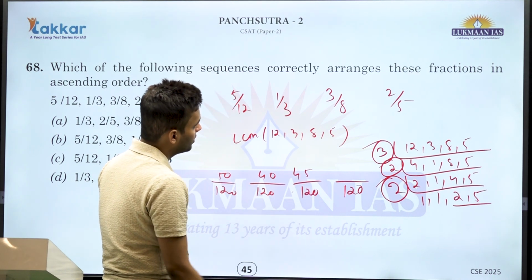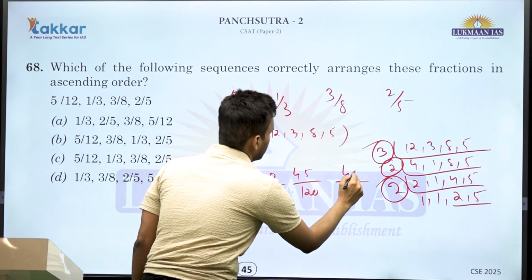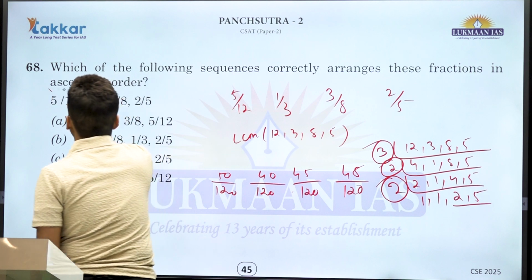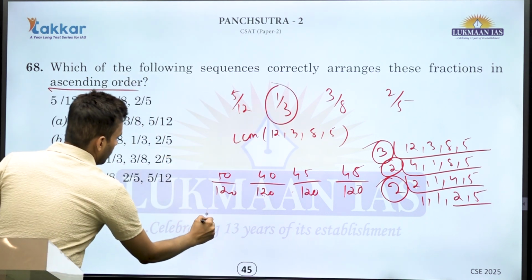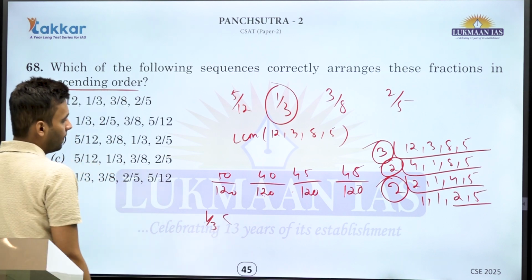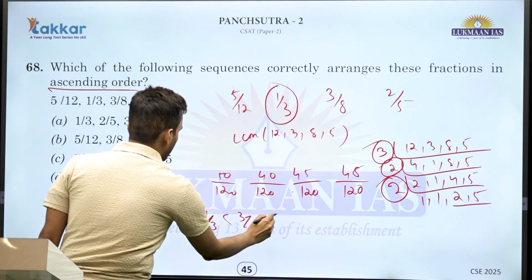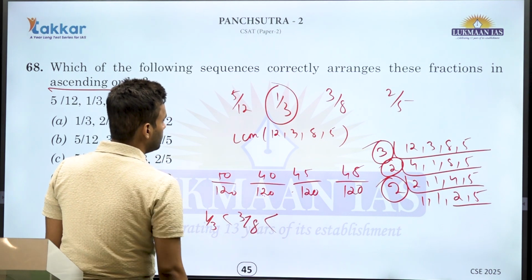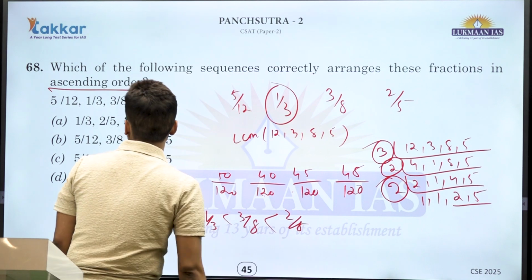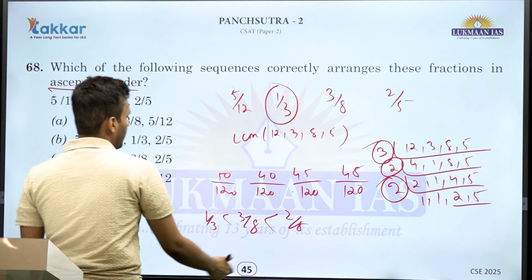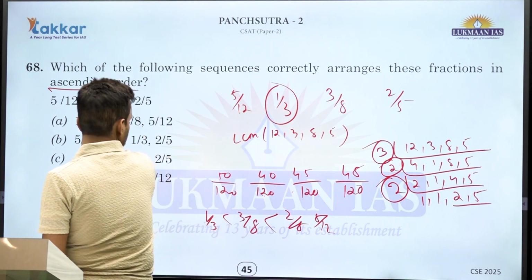And 5, how much times? 24 times 48. And we are in ascending order. The smallest one is this one, that is 1 by 3, will come first. Then after that 3 by 8. After that 48, that is 2 by 5. And after that 5 by 12. Based on that, D is the correct answer if I am not wrong.